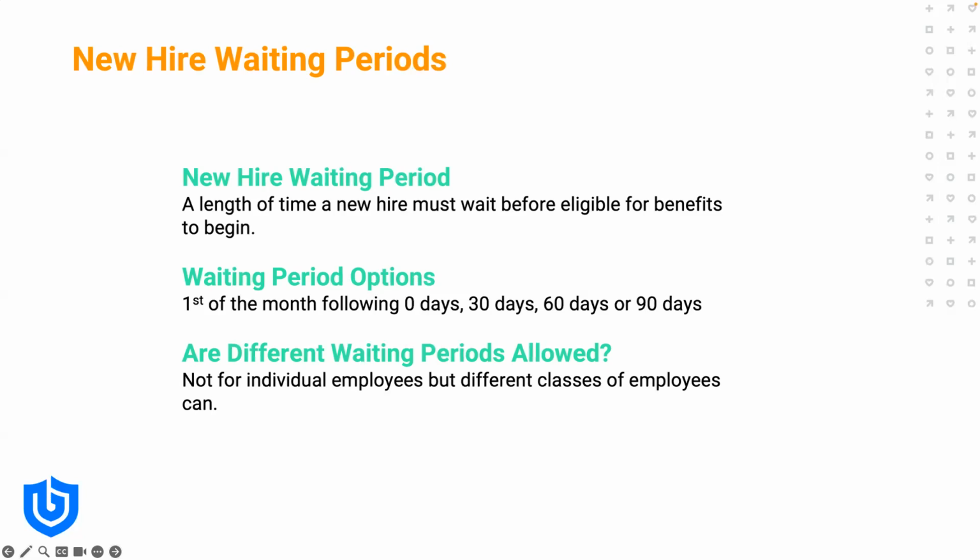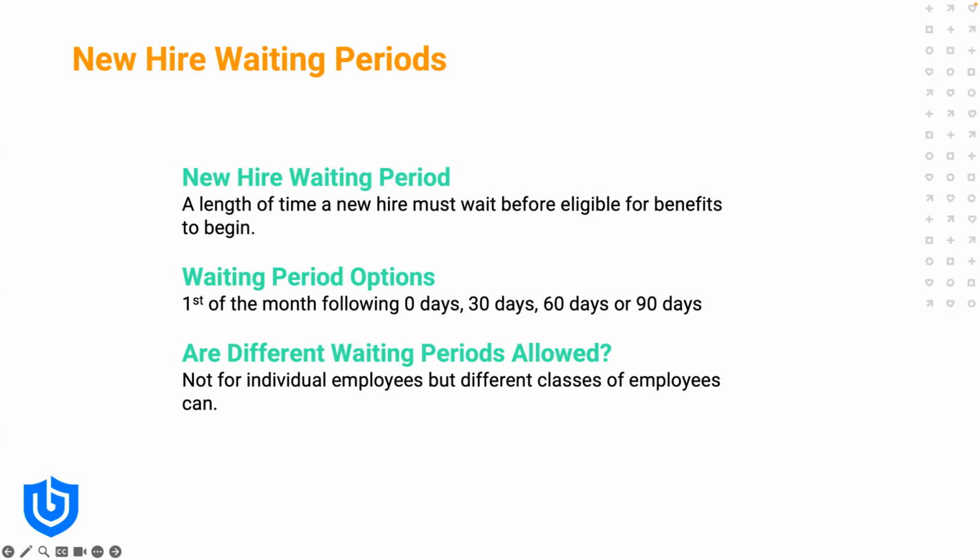So I do want to be clear on this: there's a difference between date of hire and first of the month following 0 days. Date of hire would be, if I am hired February 12th, that means my benefits start February 12th. First of the month following 0 days would be I start February 12th, but technically my benefits will not start until March 1st.